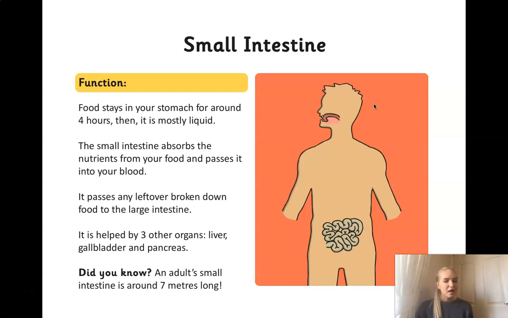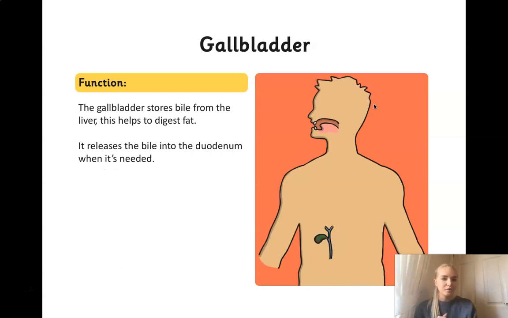But before we do that, we need to learn about the 3 other organs involved in this process: the liver, the gallbladder, and the pancreas. And let's have a look what they do. So, the gallbladder is this organ here. And the gallbladder stores this digestive liquid called bile from the liver. And this helps to digest our fat. So any fat from the foods that we eat, it helps to digest it. And that's what the gallbladder does. So if you think gallbladder, digests fat.